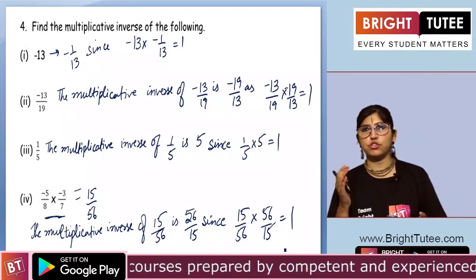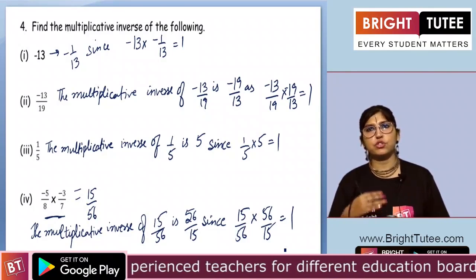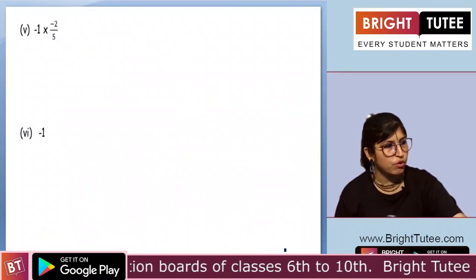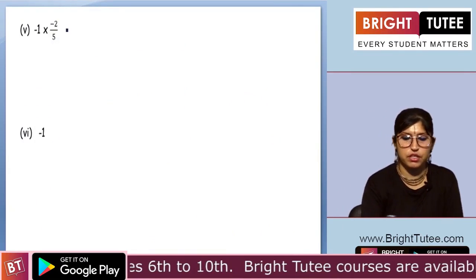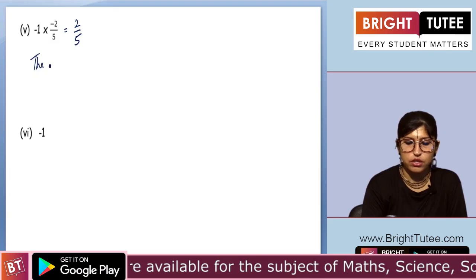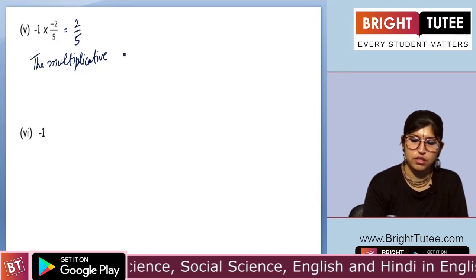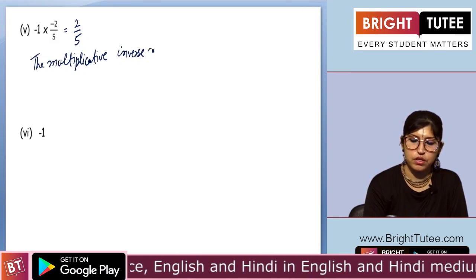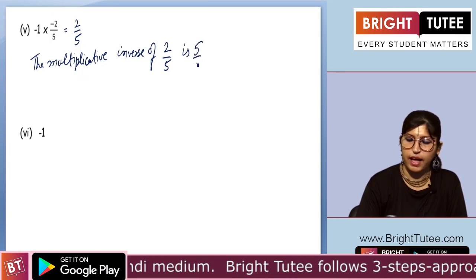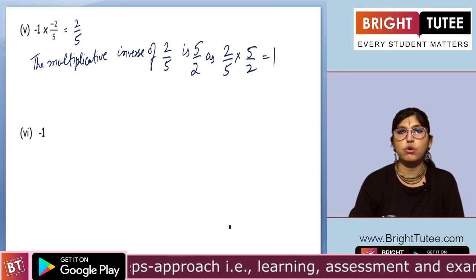So for additive inverse, we just drop or add the negative sign or minus sign, and for multiplicative inverse, we just take the reciprocal of the number which we already have. Now let's move on to the other parts which we are left with. Again, we'll solve this first, so we'll get 2 by 5. Now the multiplicative inverse of 2 by 5 is 5 by 2, as 2 by 5 times 5 by 2 equals 1.